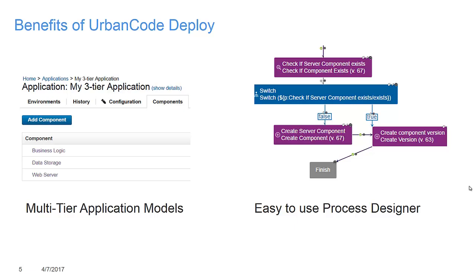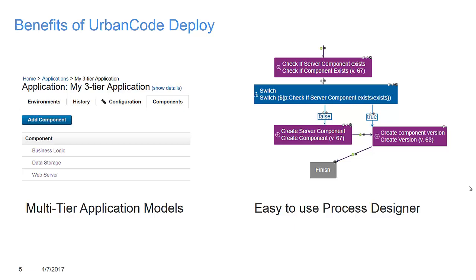So with UrbanCode Deploy, we have applications and we break them down into these different components. And the neat thing about UrbanCode Deploy is these components can be managed independently of each other, and these components can be versioned. So let's say we have version 1.0 of our business logic deployed on our machine, version 2.0 of our data storage deployed on a machine, and version 1.0 of our web server deployed on a machine. If we wanted to make a change to our business logic, we just up its version number after our change is made and deploy it out to our environment without touching the other components.